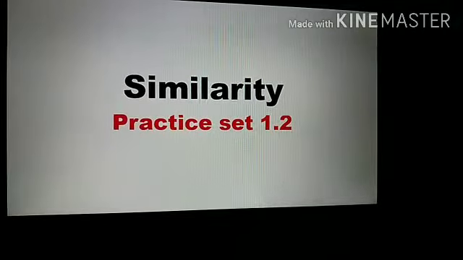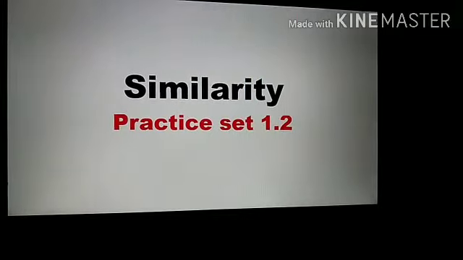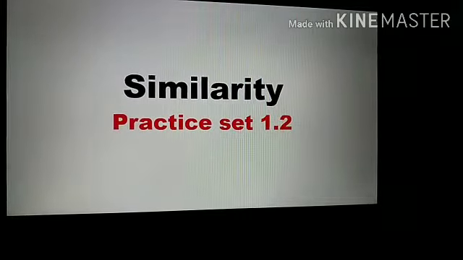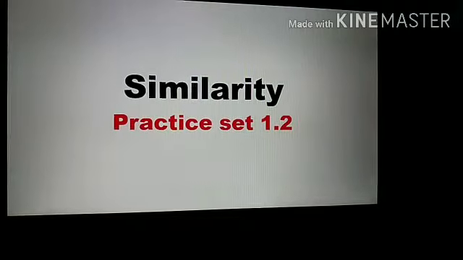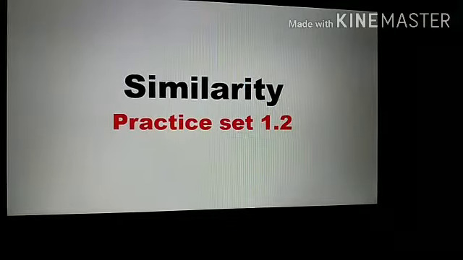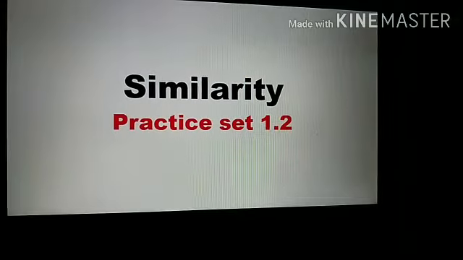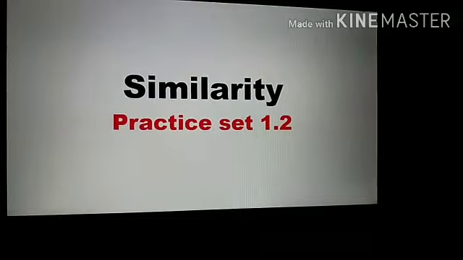As promised yesterday, I told you all that we are going to begin with practice set 1.2. But before we begin with the exercise, let us recall the theorems and the properties which we are going to utilize to solve this exercise.